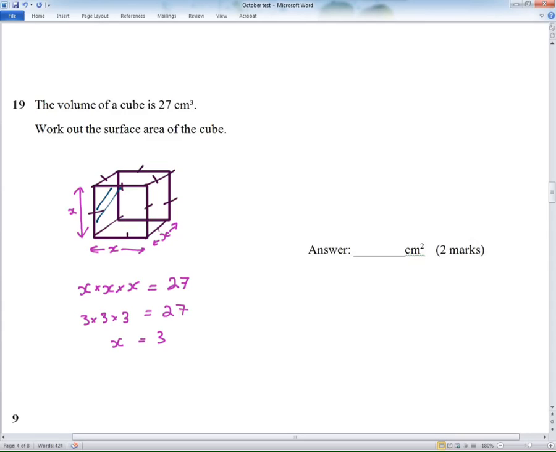We now need to work out the surface area. Each surface is a square. Each square is 3 by 3. So the area of each square is 9 centimeters squared. There are 6 squares on the surface of this cube. If you're not sure about that, get out Leo's Rubik's Cube and check yourself. There are definitely 6 squares on the surface. So it's 9 times 6, which is 54.